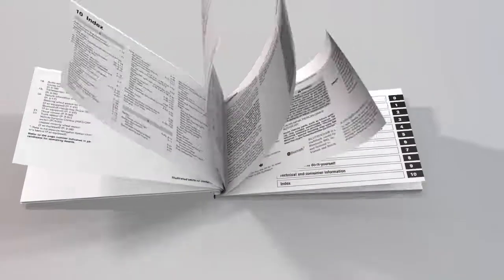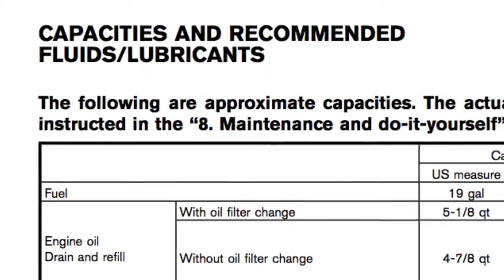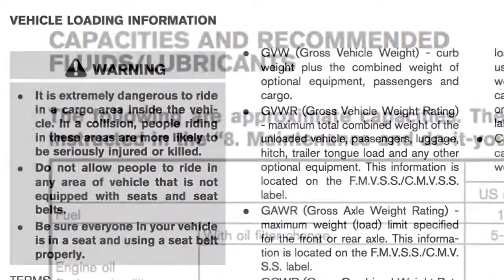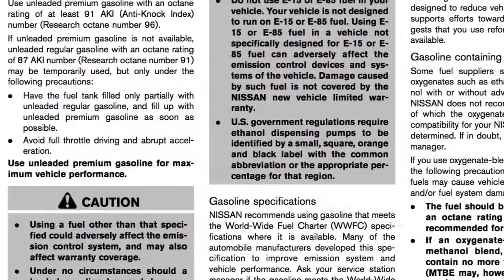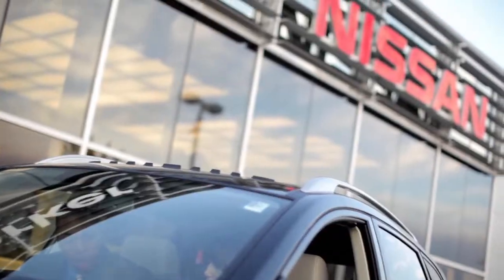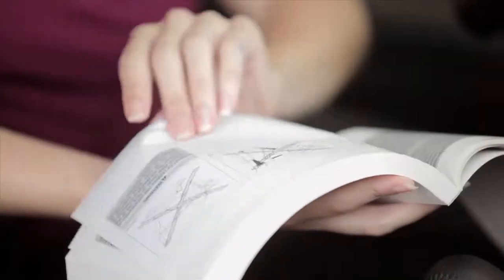Your owner's manual provides you with important details regarding the safe operation and maintenance of your vehicle. It is important that you familiarize yourself with all disclosures, warnings, cautions, and instructions concerning proper use of your vehicle and all accessories. Please read your owner's manual carefully and follow the instructions.